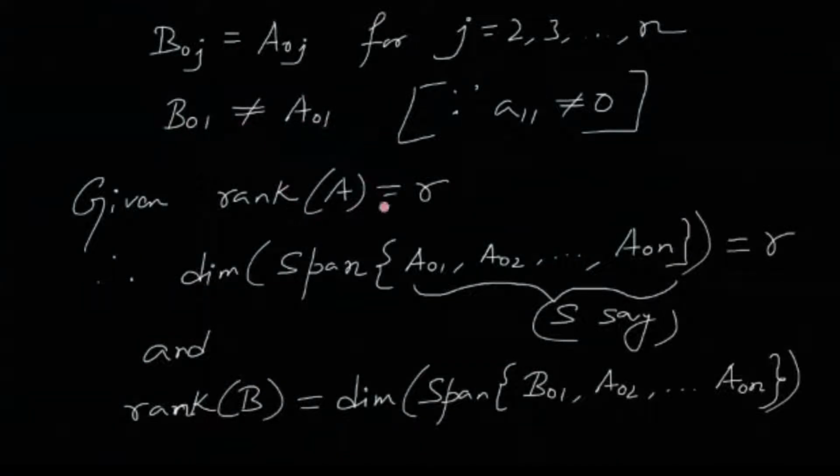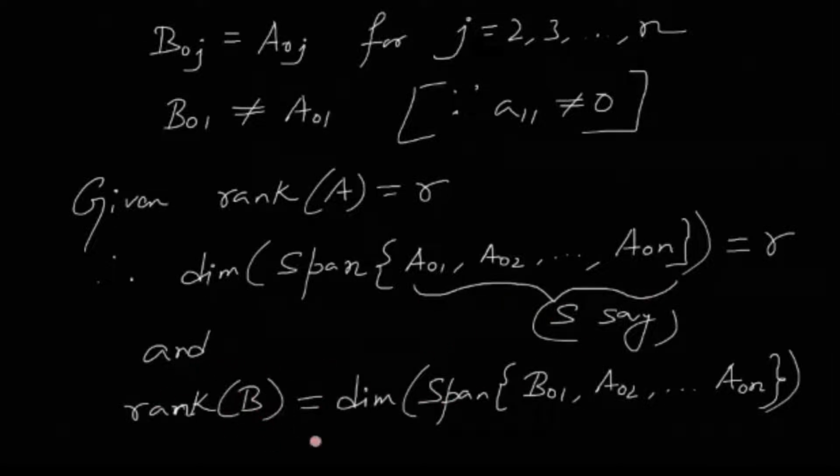Now, given the rank of A is equal to R, that means the dimension of the column space of A is R. That means the dimension of the span of this set of columns of A, A01, A02 up to A0n, is R, right? Let us suppose that this set is S.